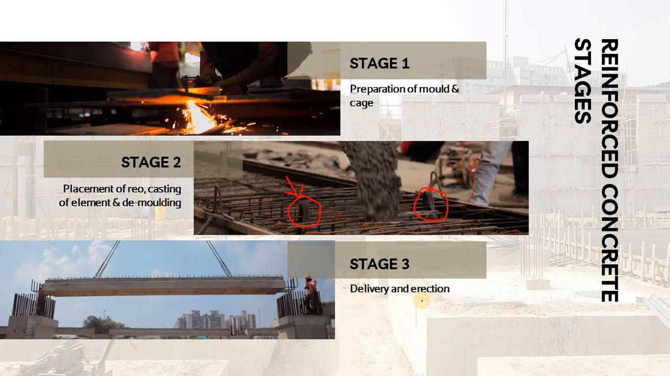The third stage is the delivery and erection of the element, where the elements produced in the factory will be transported by a special vehicle, and then erected at the site using a crane.